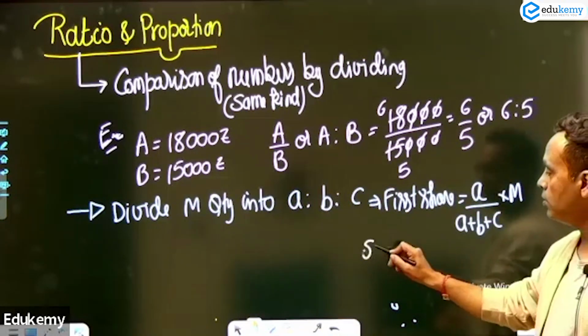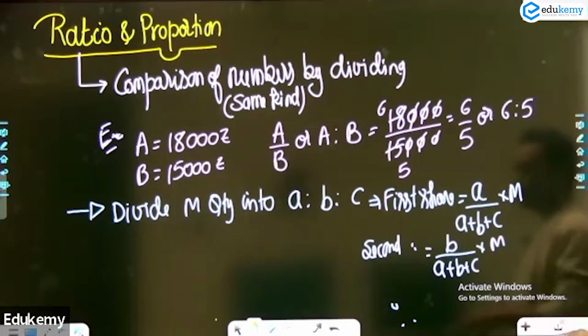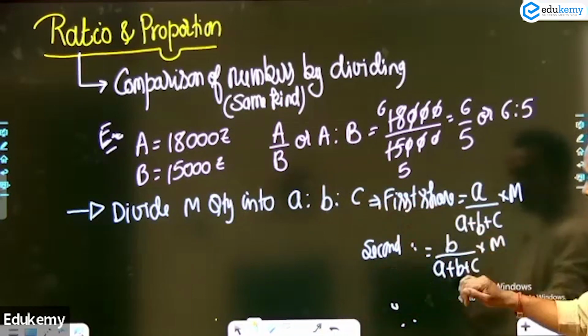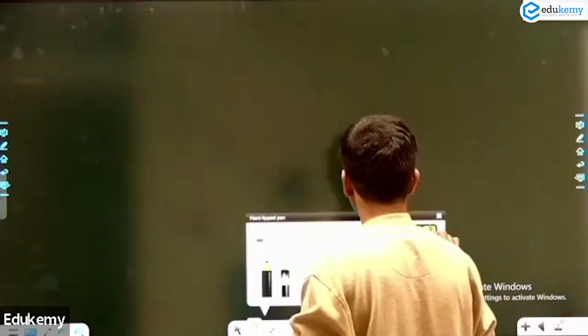If you want to find the share of the second person, it's B upon A plus B plus C into M. Is it clear to all of you? If you want to find the share of the third person, C upon A plus B plus C into M. Okay. Chaliye, so please solve some basic questions for me.